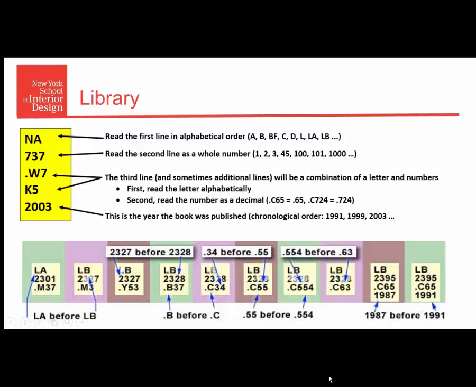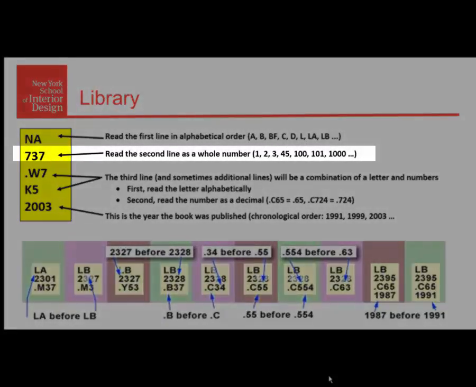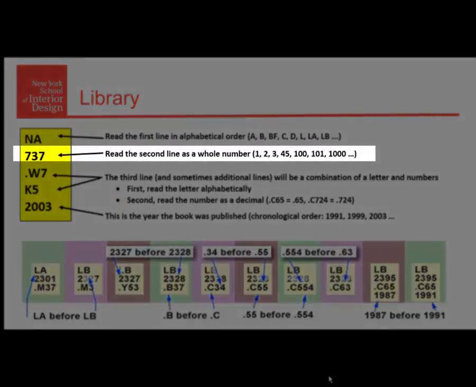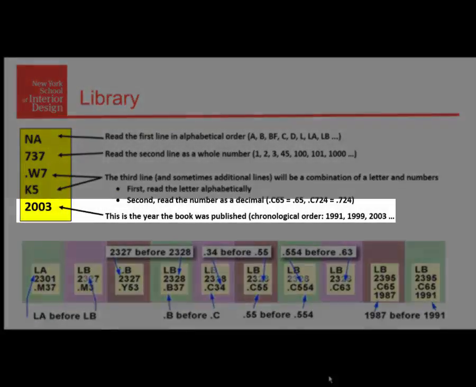In order to locate your book on the shelf, you'll now need a basic understanding of how call numbers are arranged side by side. You always want to read the first line in alphabetical order. Read the second line as a whole number. The third line, and sometimes additional lines, will be a combination of a letter and numbers. First, read the letter alphabetically, and second, read the number as a decimal. The final number is the year the book was published.